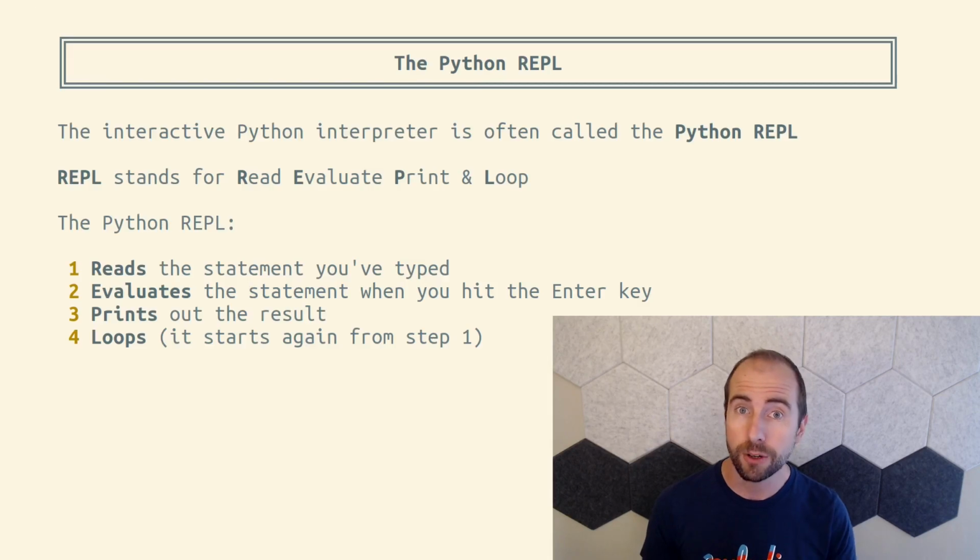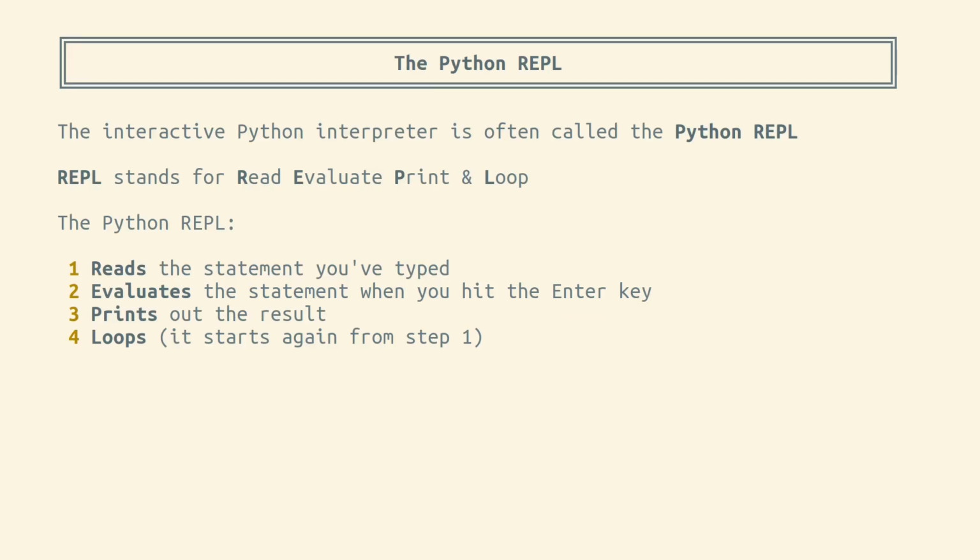REPL is an acronym. It stands for Read, Evaluate, Print, and Loop. Those four words describe how the REPL works. Python reads what we've typed, then it evaluates it, meaning it runs the code, then it prints any value that's returned to it, and it loops, meaning it waits for more input. REPL is just an unofficial term, but it's probably the most commonly used term for the interactive Python interpreter.